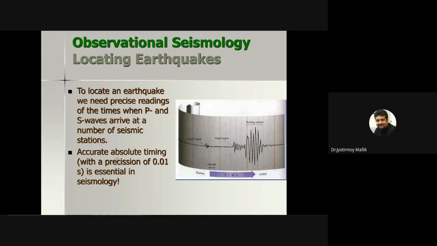So, accurate absolute timing with a precision of 0.01 second is essential for seismology. It's absolutely important that the actual time at which the station receives the signals is very precise. Another thing I want you to take into account is the difference between the arrival time of the P wave and S wave. When does the P wave hit my station and when does the S wave hit my station, and the time difference between these two is absolutely important in earthquake seismology. Remember, the time interval between P wave arrival and S wave arrival is what we are after.